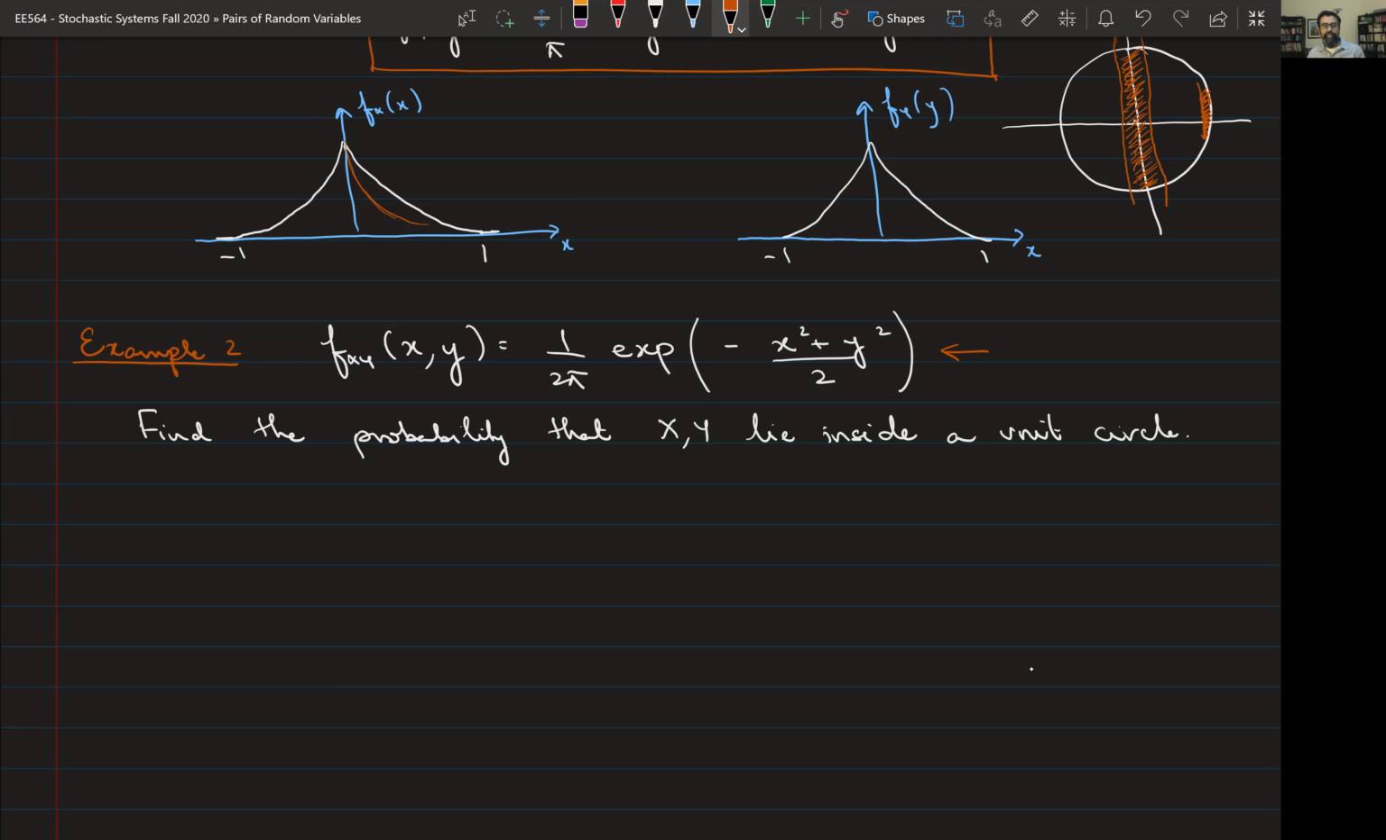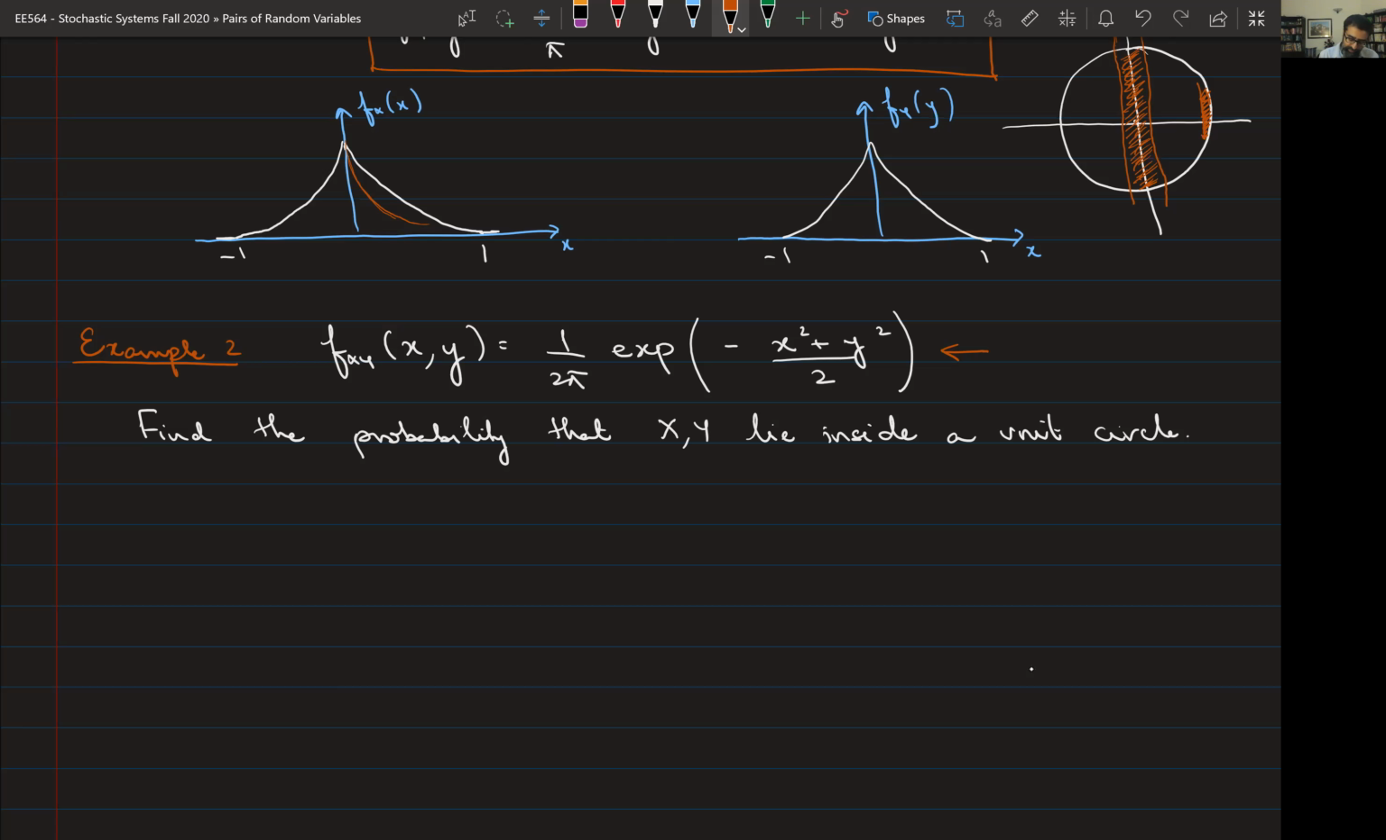And this is a jointly Gaussian distribution which is used to model quite a number of things. Here you could say that the robot could be anywhere, but is more likely to be around the origin, right? And then you say, what is the probability that your robot lies inside a unit circle? In other words, the x coordinate and the y coordinate reside inside the unit circle. Okay? If this is what you were required to do, how would you do it?